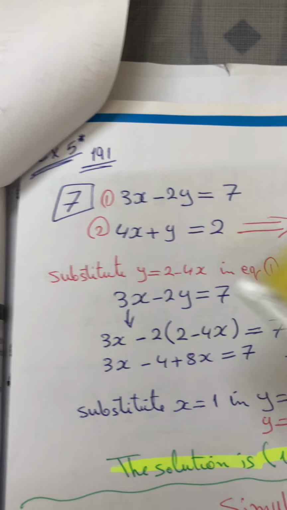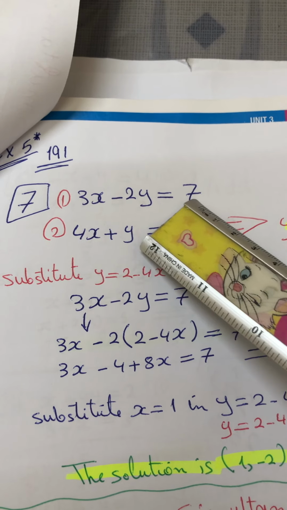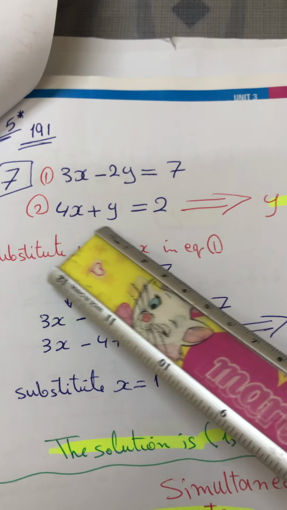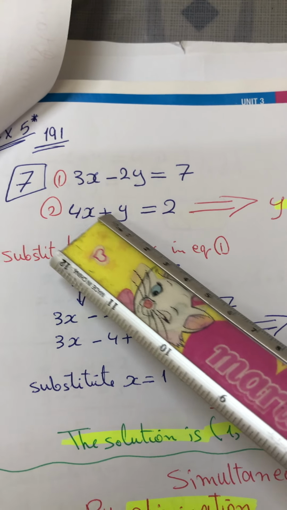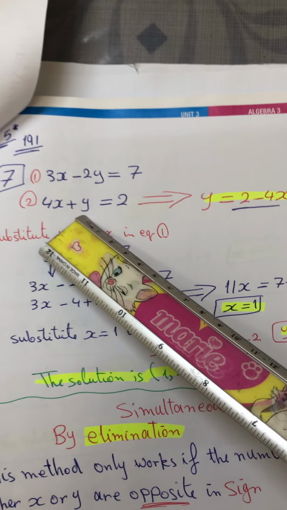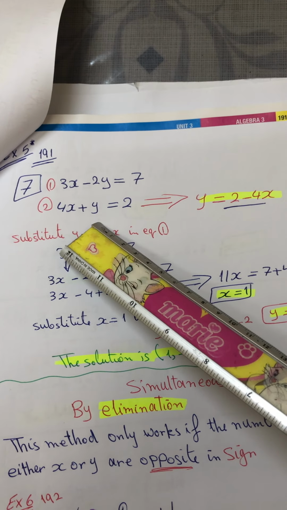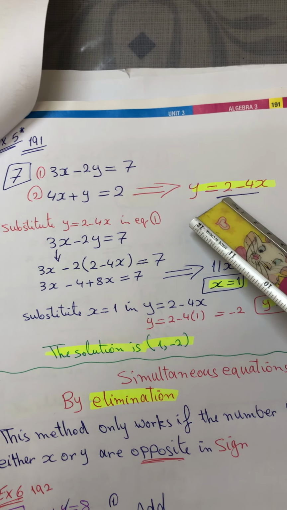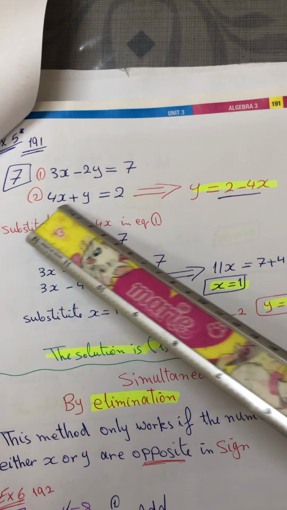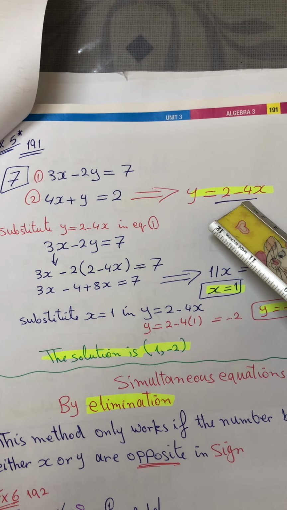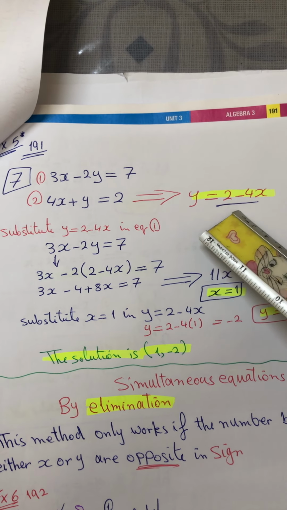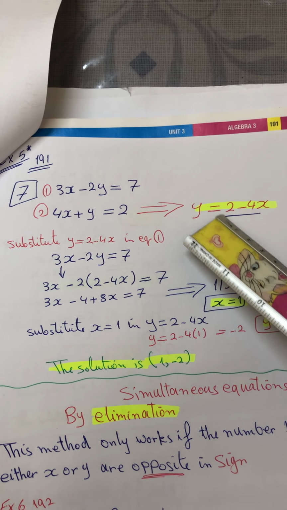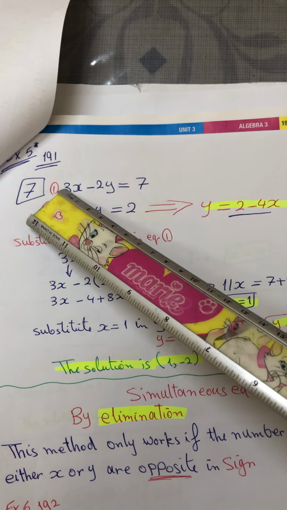As you see, I have two equations: 3x minus 2y equals 7, and 4x minus y equal 2. I deal with this equation to get the value of y only, because it's easy to find y. I'll keep y aside and 2 on its side, take 4x to the opposite side with negative sign. So now y equal 2 minus 4x. Now I have the value of y. I'll take this value of y and substitute in equation 1.